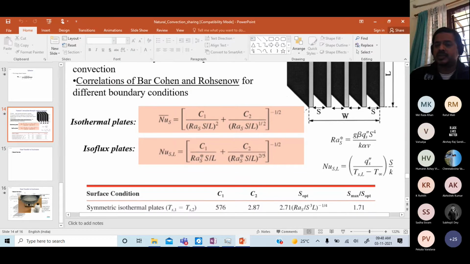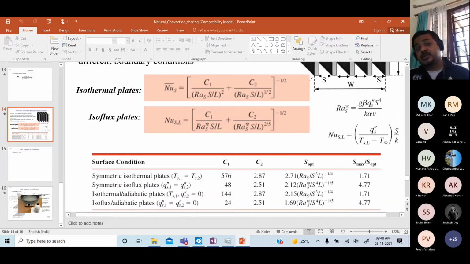If it's isoflux plates, then you have similar correlations, except for how you define the Rayleigh number. Because for the Rayleigh number you need a delta T, but isoflux plates are not at constant temperature. Therefore, the Rayleigh number is replaced by something called Rayleigh star, given by this expression on the right: g beta, instead of delta T S cubed, it is q double prime over k times S to the power 4.